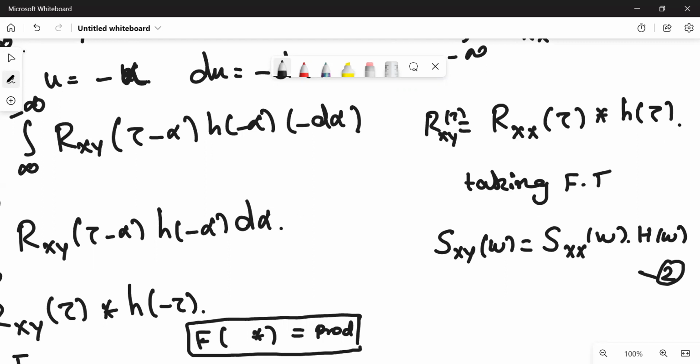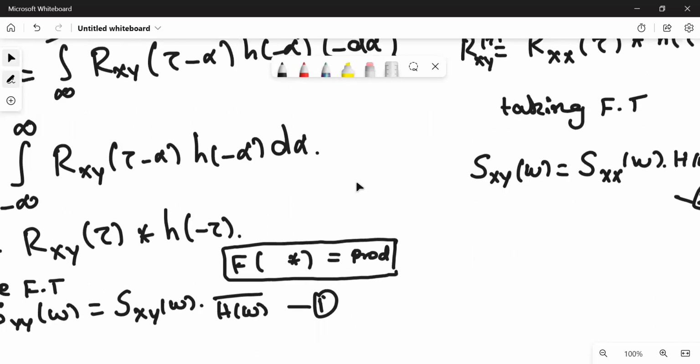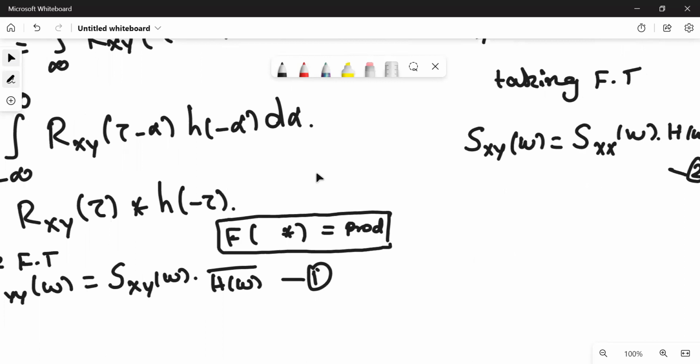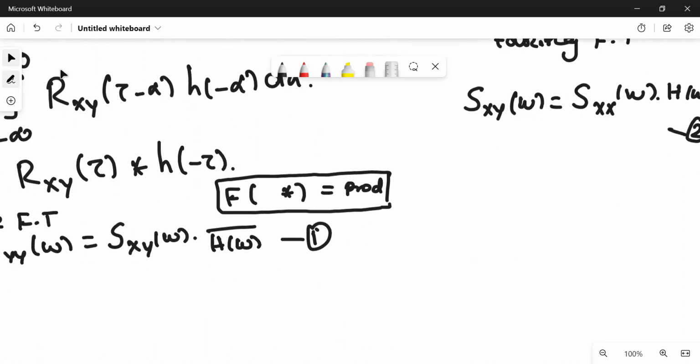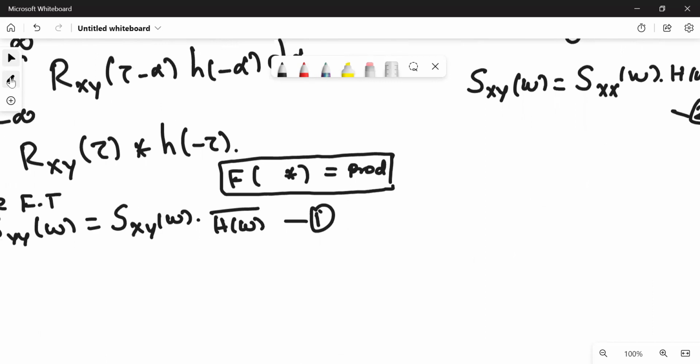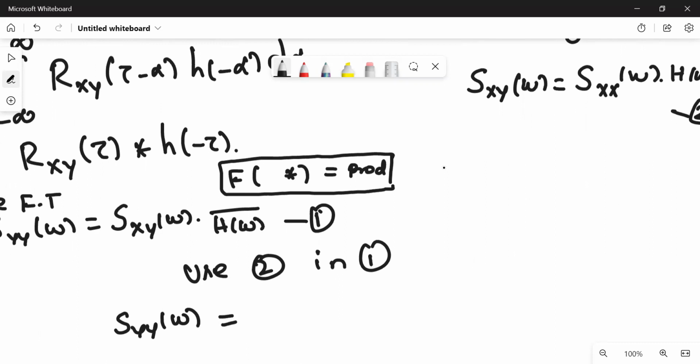Now we just compare equation number 1 and equation number 2. What is equation number 1? Syy of omega, which is equal to... so we combine both equations. We use equation number 2 in equation number 1. What is equation number 1? Syy of omega is equal to Sxy of omega times H of omega bar. From 2, what is Sxy of omega? It is Sxx of omega into H of omega. Okay, in the place of Sxy, I have used equation number 2.